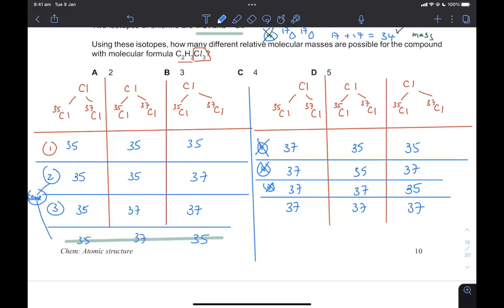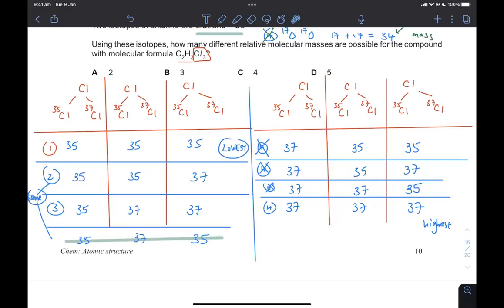Yes. This is a new peak because 37, 37, 37 will give me a different value from what I have gotten before. So altogether, I hope you can see how many different molecular masses are possible. Did I miss out anything? Do you think I missed out anything at all? So 35, 35, 35, this is the lowest. I can assure you that is the lowest value because it's the sum of low, low, low. Now 37, 37, 37 is the highest because it's the highest value plus the highest value plus the highest value.